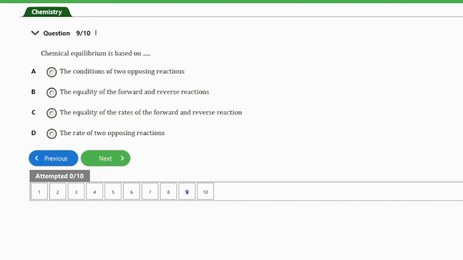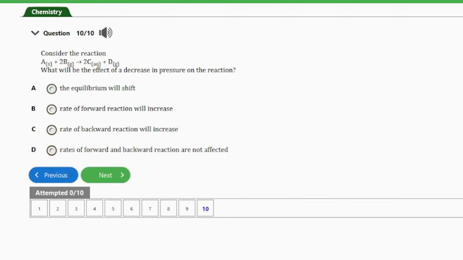Let's consider the next question, and that's question number 9 here. It says, chemical equilibrium is based on A, the condition of two opposing reactions, B, the equality of the forward and reverse reactions, C, the equality of the rates of the forward and reverse reaction, D, the rates of two opposing reactions. So guys, we've answered this question before now, and over here the answer is option C, the equality of the rates of the forward and that of the reverse reactions. So let's consider the next and the last question here.